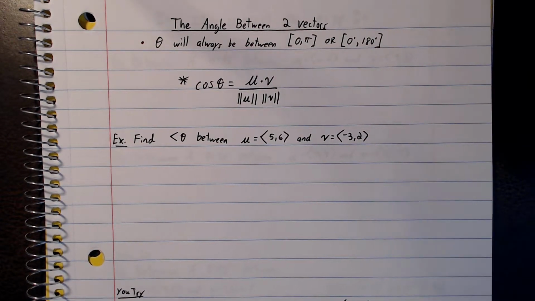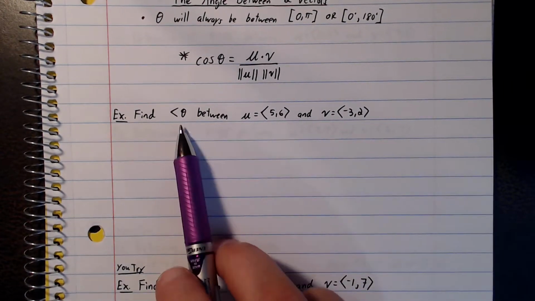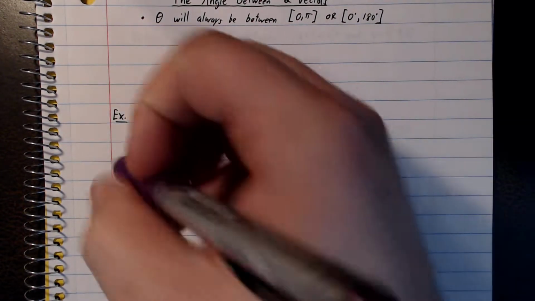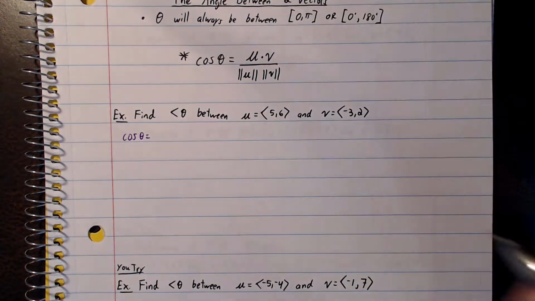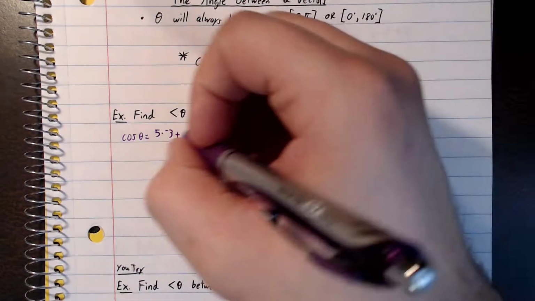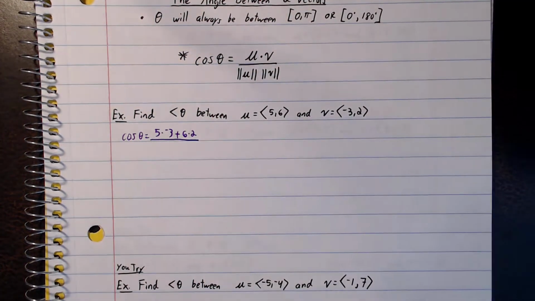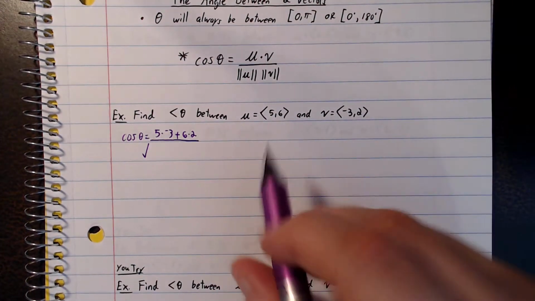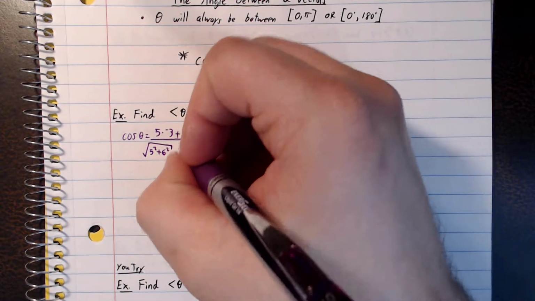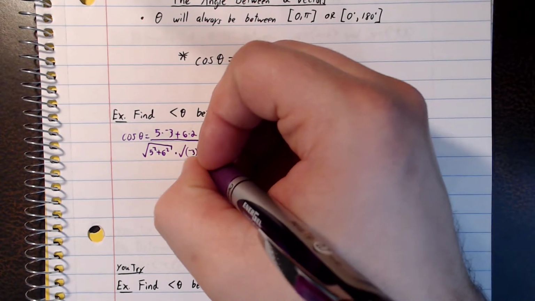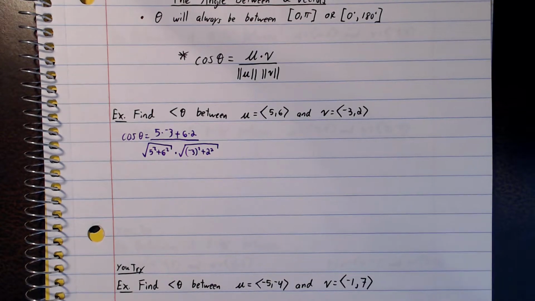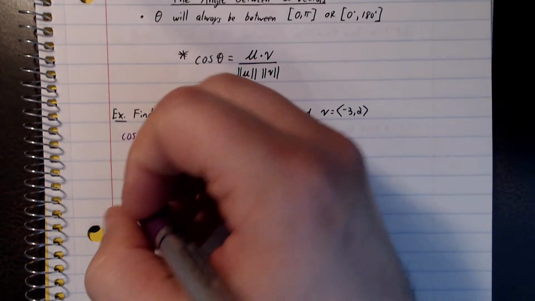So this problem right here, they want us to find the angle theta between u at 5, 6 and v at negative 3, 2. The formula says cosine theta equals u dot v, so 5 times negative 3 plus 6 times 2, over the magnitude. Magnitude is square root 5 squared plus 6 squared for u, times the square root of negative 3 squared plus 2 squared for v. So this is all the stuff that they asked for in the original formula right here. So let's see.